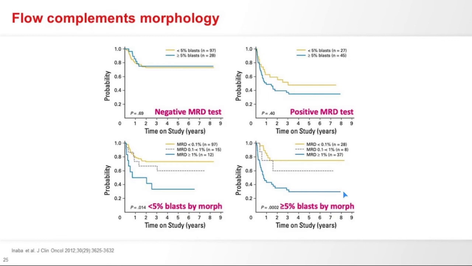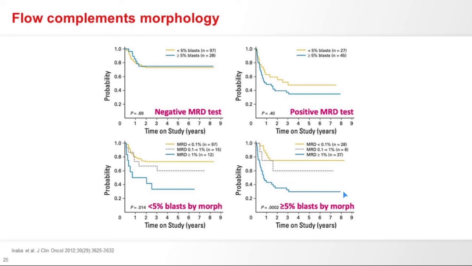This is actually a pretty interesting study showing how flow complements morphology in detecting and predicting response. So these are probably survival. First you look at people who have a negative MRD test, and if their morphology shows less than 5% or greater than 5%, it doesn't make any difference. The MRD basically calls for survival, no matter what side of that 5% you're on. If you're MRD positive, you're better off if you have fewer blasts.